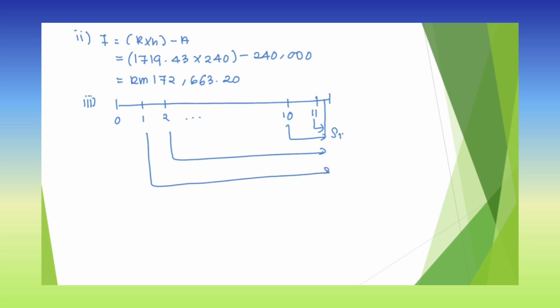Therefore S11. So S11 is given by R, 1719.43 times (1 plus i), 1 plus 0.06 over 12 to the power of 11, minus 1, over 0.06 over 12, equal to RM 19393.74.